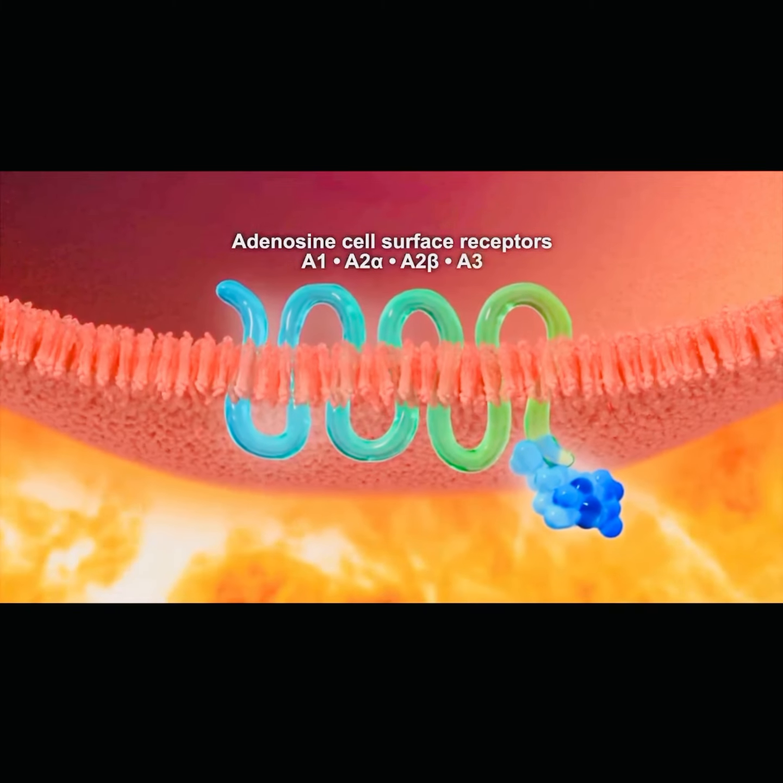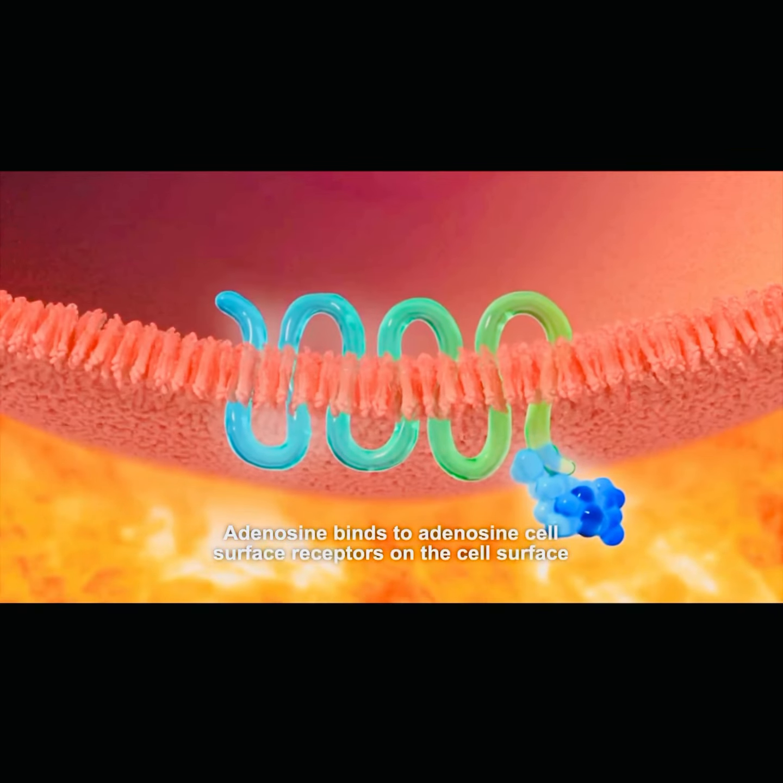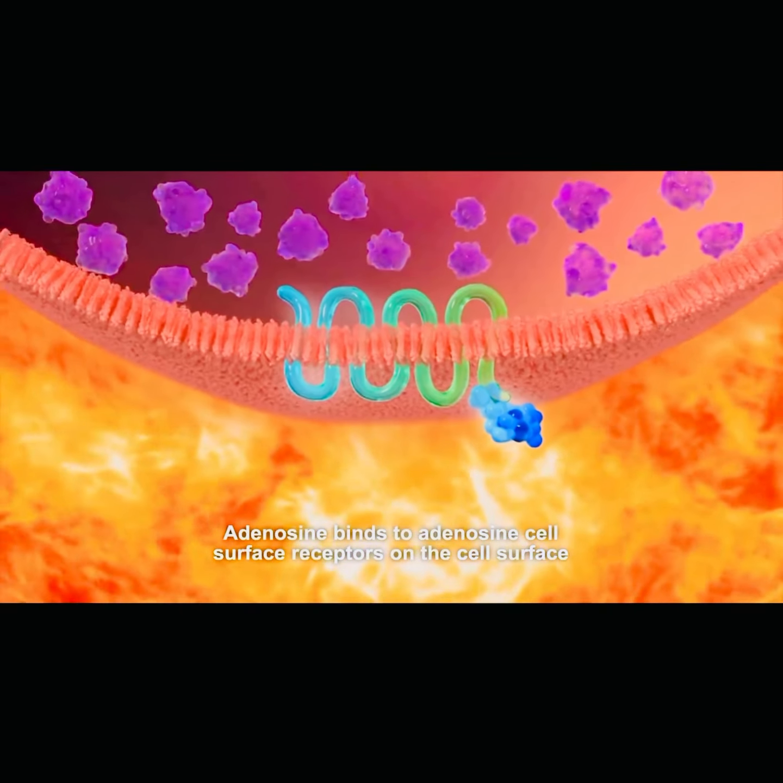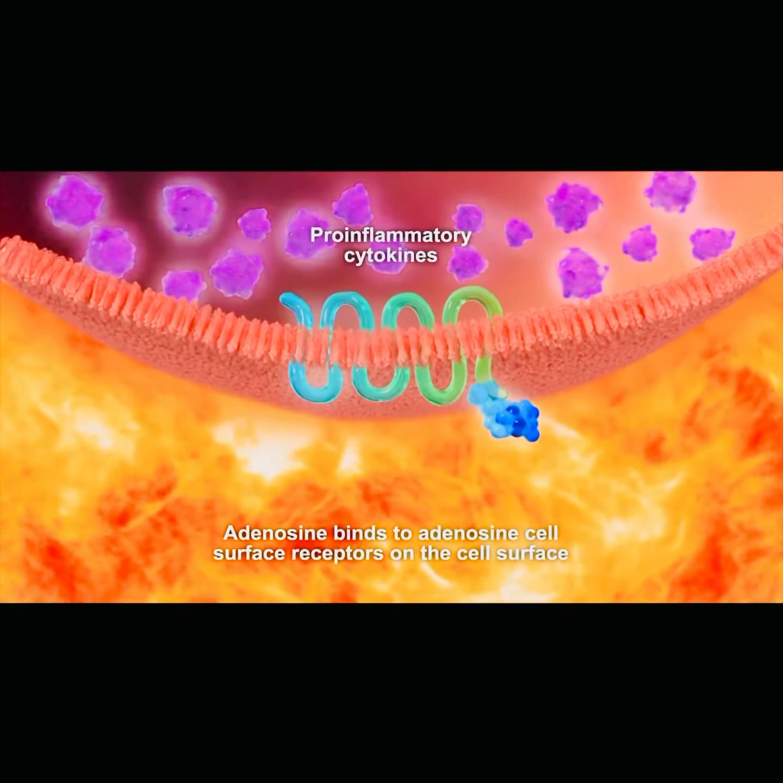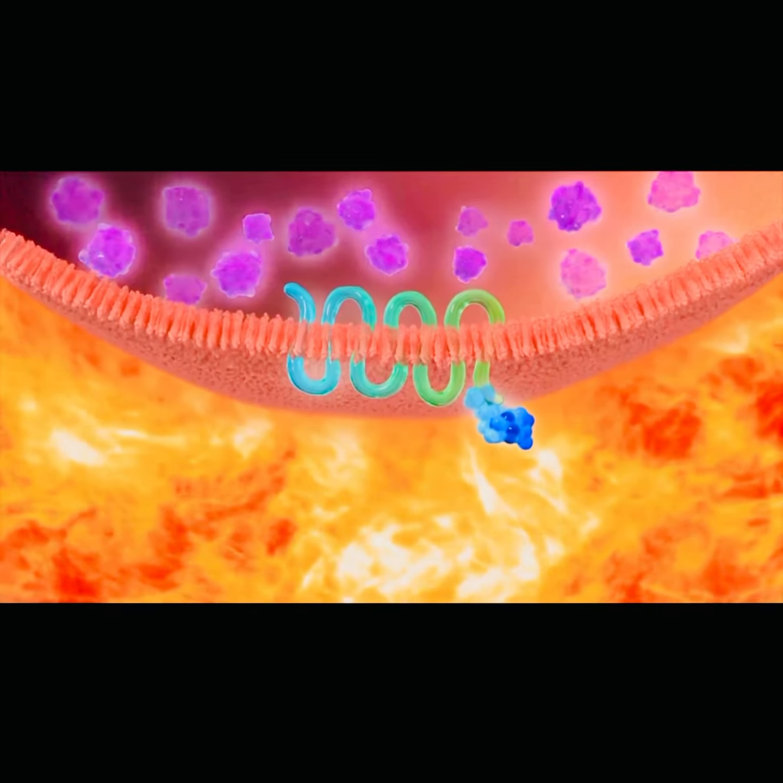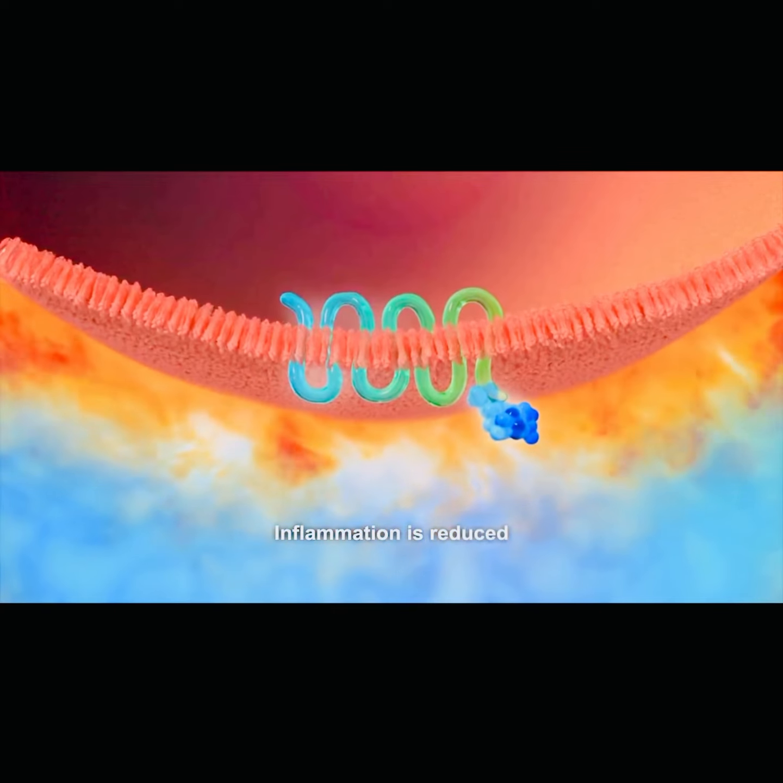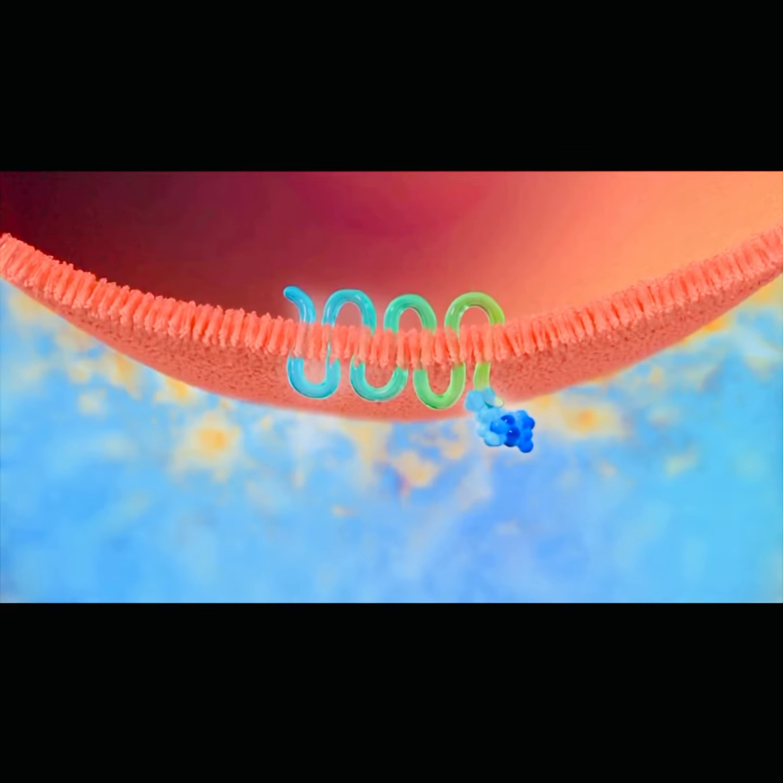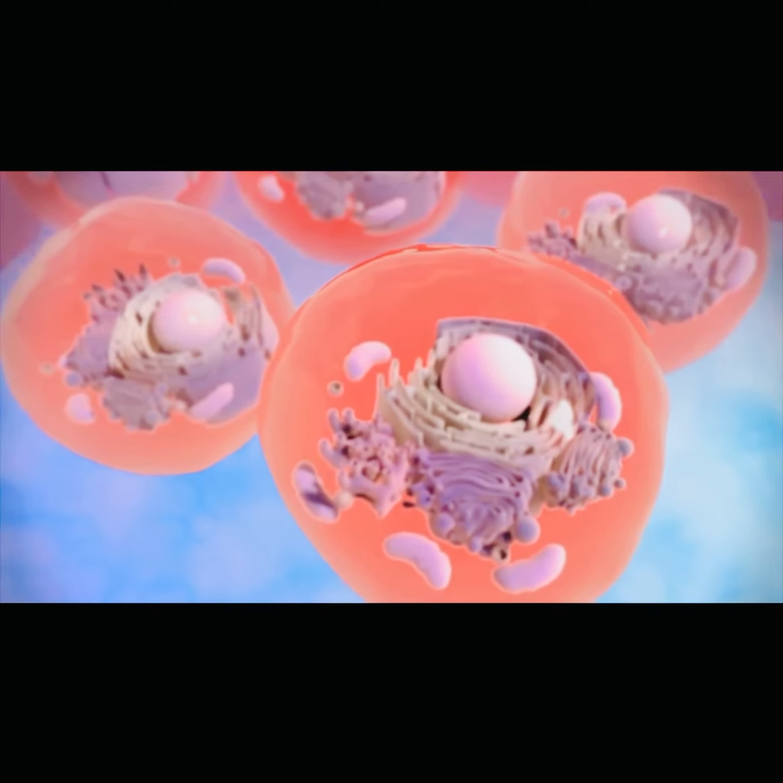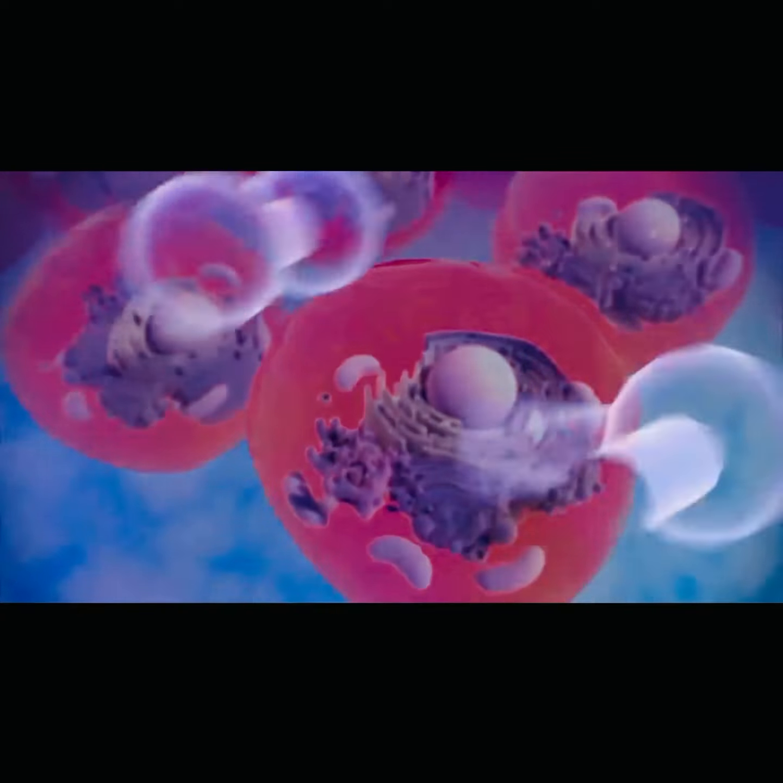These are found on the surface of a wide variety of different cell types. Adenosine binding to cell surface receptors helps regulate the inflammatory response by inhibiting the production of several key pro-inflammatory cytokines. As the level of pro-inflammatory cytokines lessens, the inflammatory response is also reduced. Although the full mechanism of MTX in rheumatoid arthritis is not completely understood, adenosine accumulation and release are thought to play a major role in its anti-inflammatory properties.